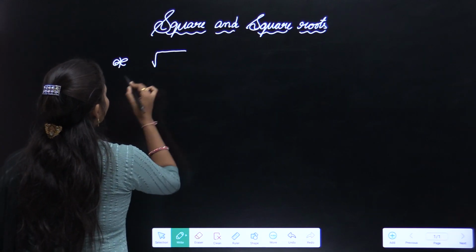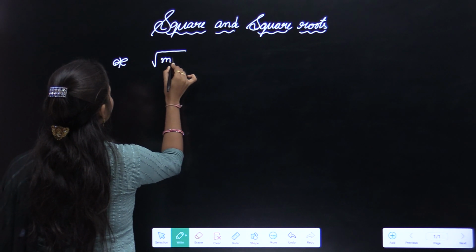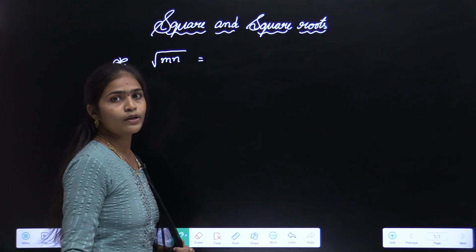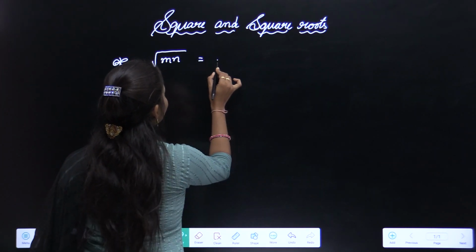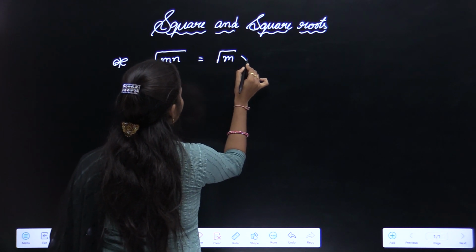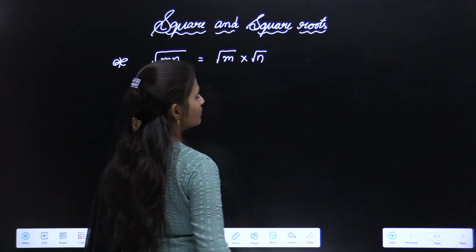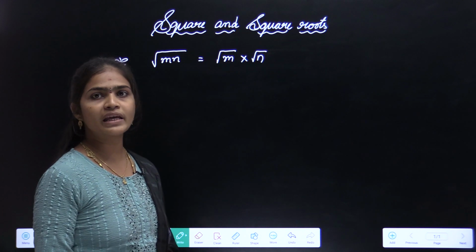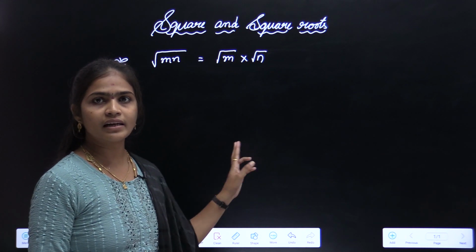Here, square root of mn, we can write this as square root of m into square root of n, square root of m into square root of n. Okay, we can write like this.